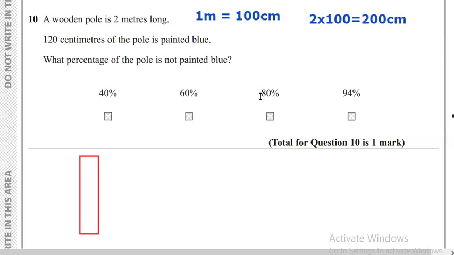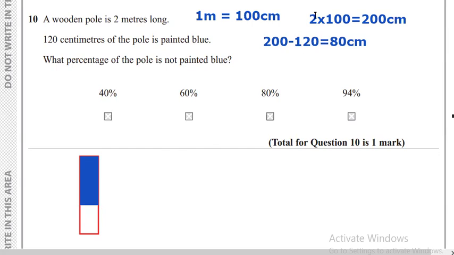Very good. Now, we know that the whole pole is 200 centimeters and 120 is painted. So to find the part which is not painted, we say 200 minus 120. This gives me 80 centimeters, which is not painted. Now, to make this a percentage, the part painted blue, let's cover it like this, is 120 of the pole, painted blue, like this. And the rest is not painted blue.